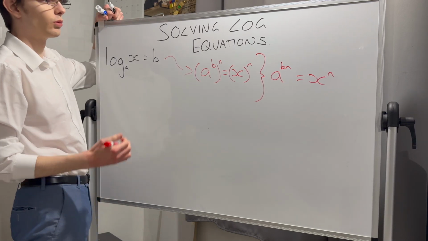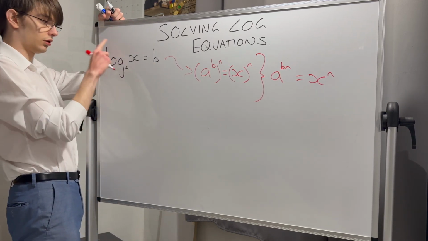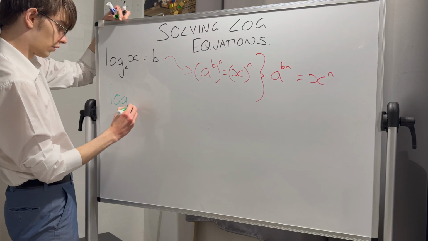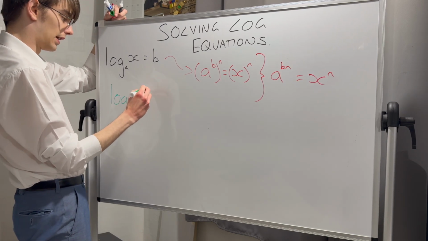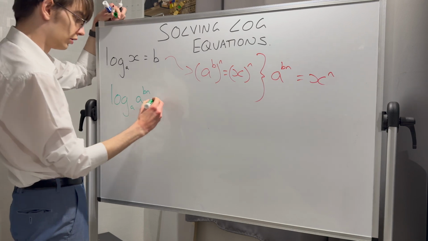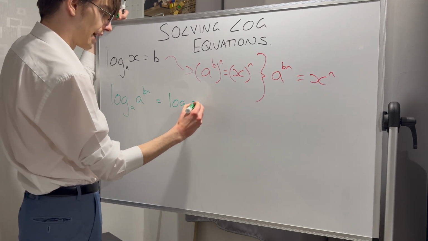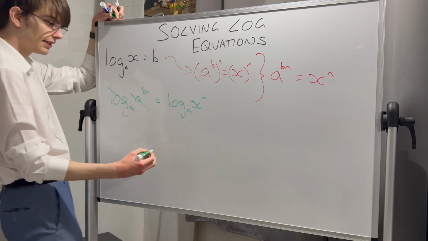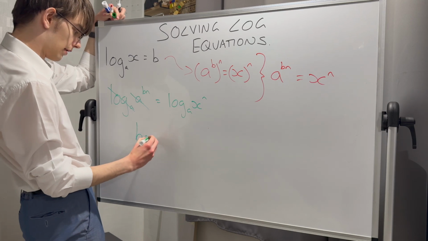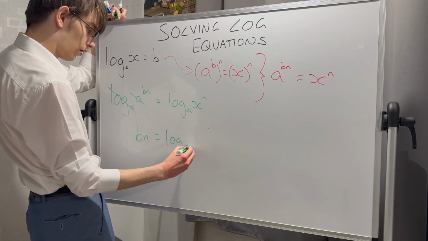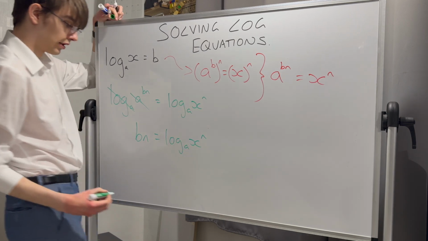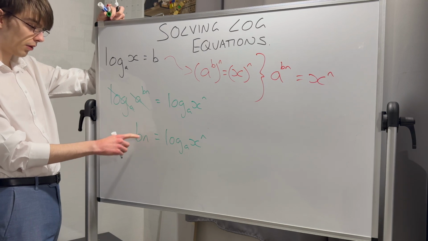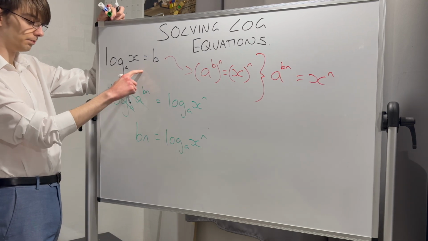Once again, I'm going to apply my log of base a to both sides. So I'm going to get log base a to the bn. Remember, I can apply this log whenever I want. Equals log base a x to the n. Log of base a cancels with its base. So I get bn equals log base a x to the n. Now I'm going to replace my b with this b.